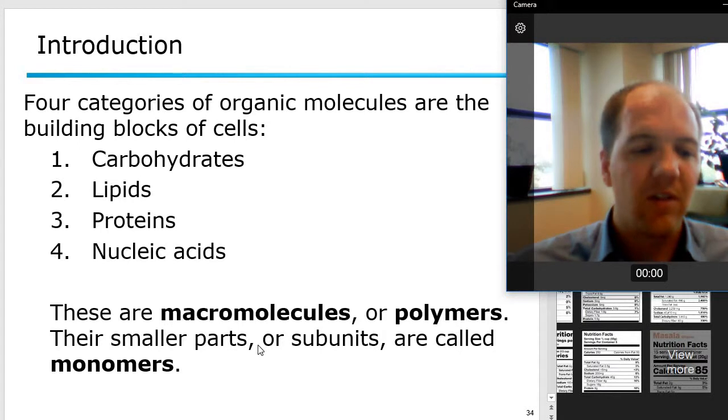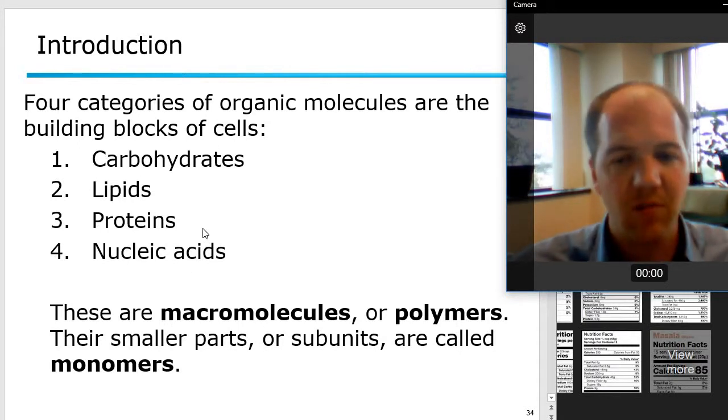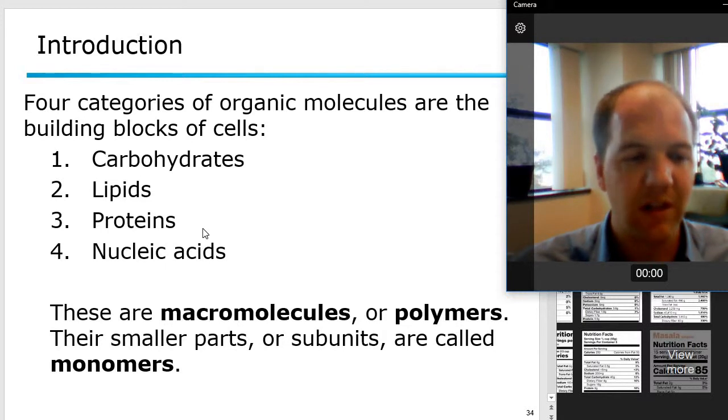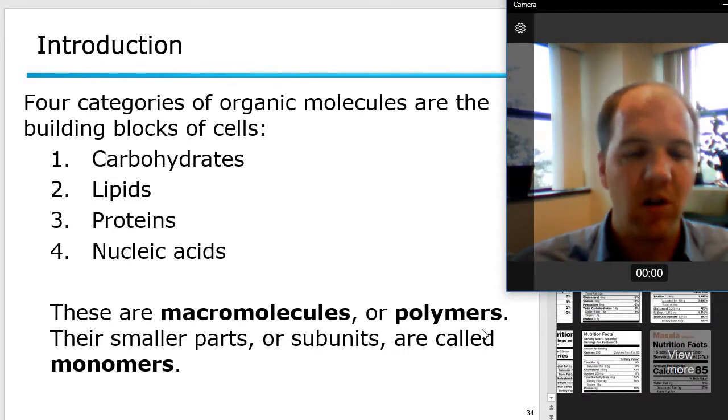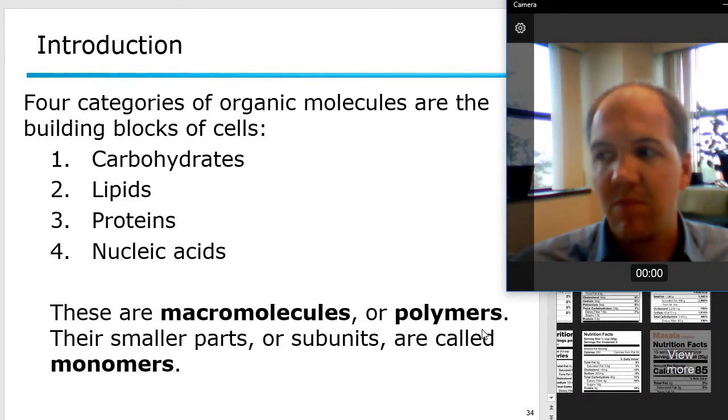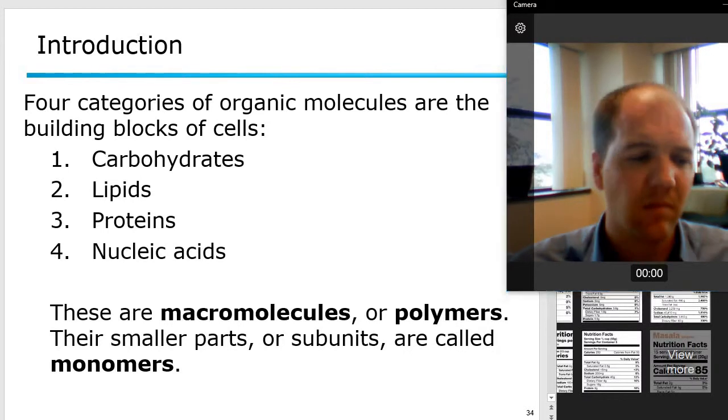The next thing here, these molecules are what we call macromolecules. They're large molecules: carbohydrates, lipids, proteins, nucleic acids. Large molecules built of smaller subunits. The words polymer and monomer are important here. So macromolecules are polymers, meaning that poly means many, so we have many subunits coming together to form polymers. The subunits are called monomers.